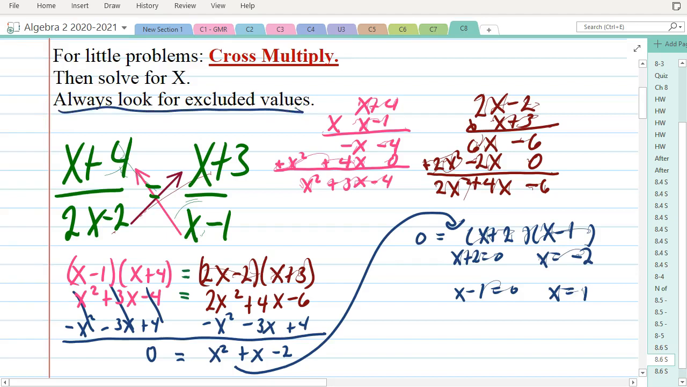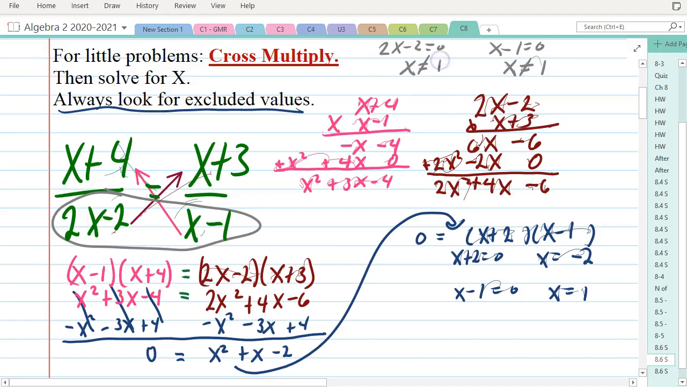Now remember, to find your excluded value, you take the bottom and you set it equal to 0 and solve. So to find my excluded values, I'm going to say 2x minus 2 is equal to 0 and x minus 1 is equal to 0. That's going to give me x cannot equal positive 1, and if I do the math on this, I also get x cannot equal positive 1. So what that means is that x equals 1 is an excluded value, and I cannot use this.